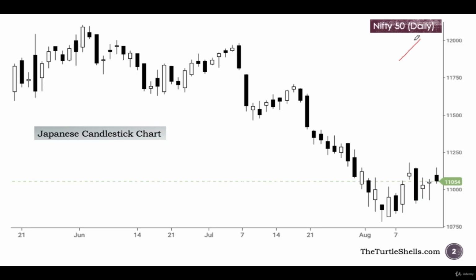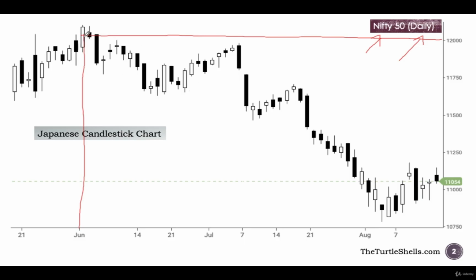It's a daily chart of Nifty 50. What that means is that each candle here, these are candles, each candle here represents 1 day's worth of price action. So it's a daily time frame chart, and it is Nifty 50, which represents the top 50 stocks in India. So as you can see here, on the y-axis you have the price and on the x-axis you have the timeline.